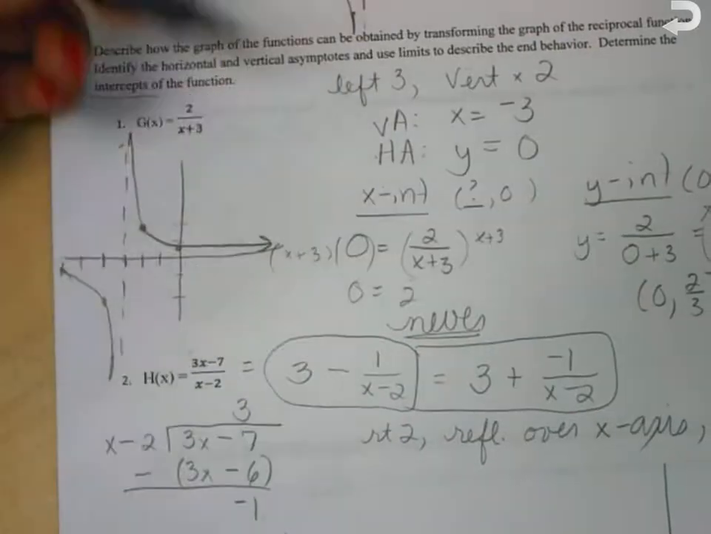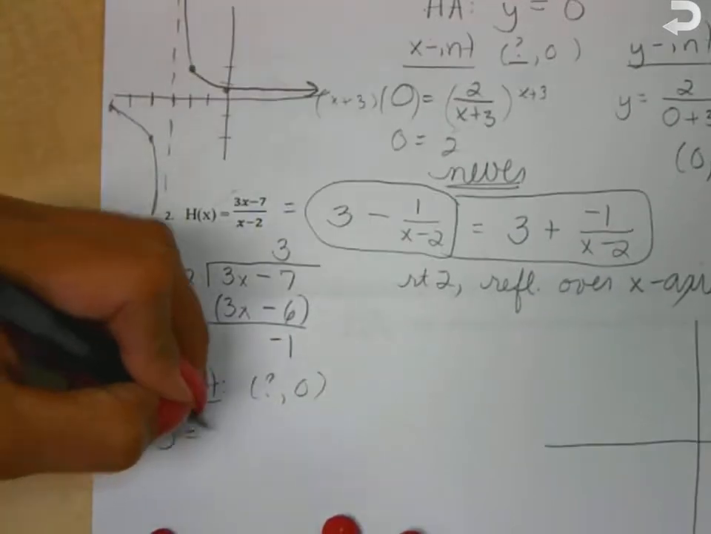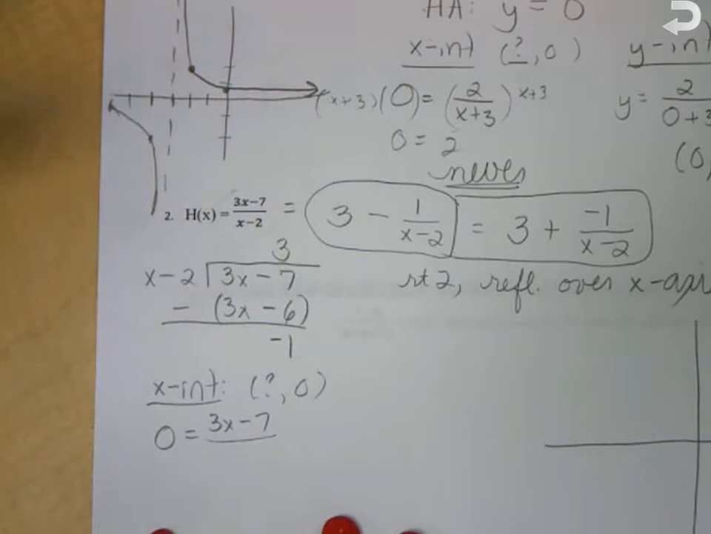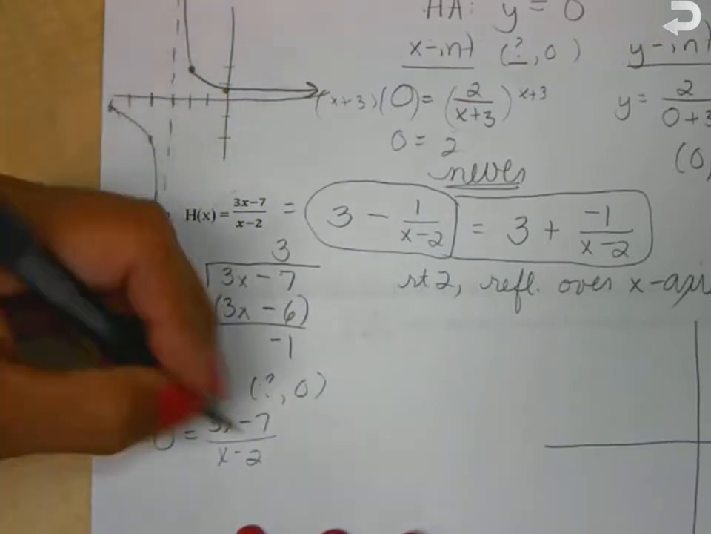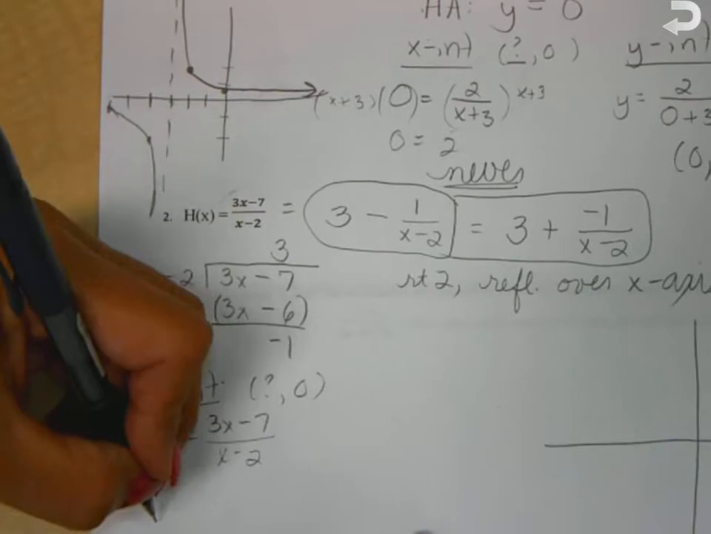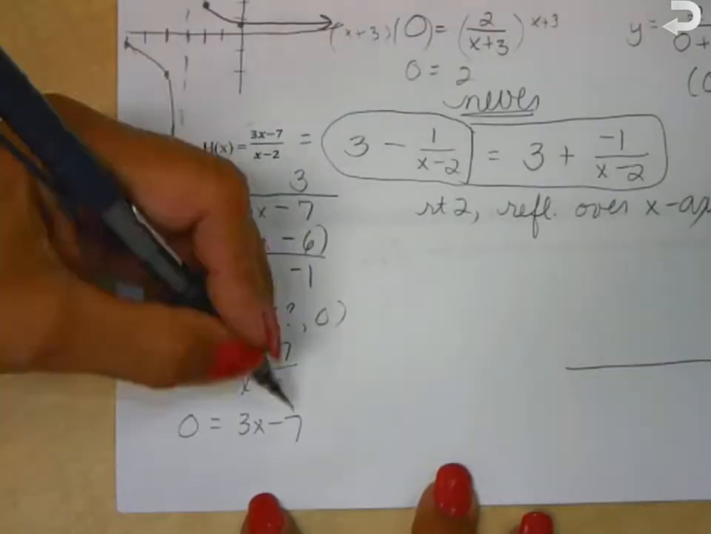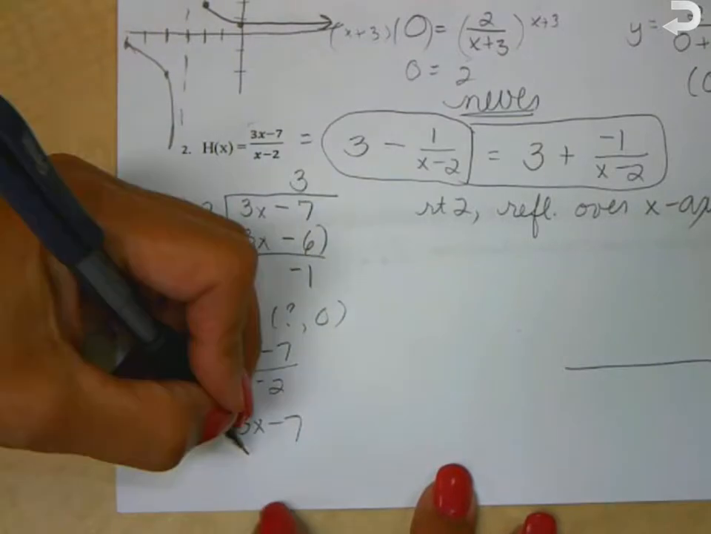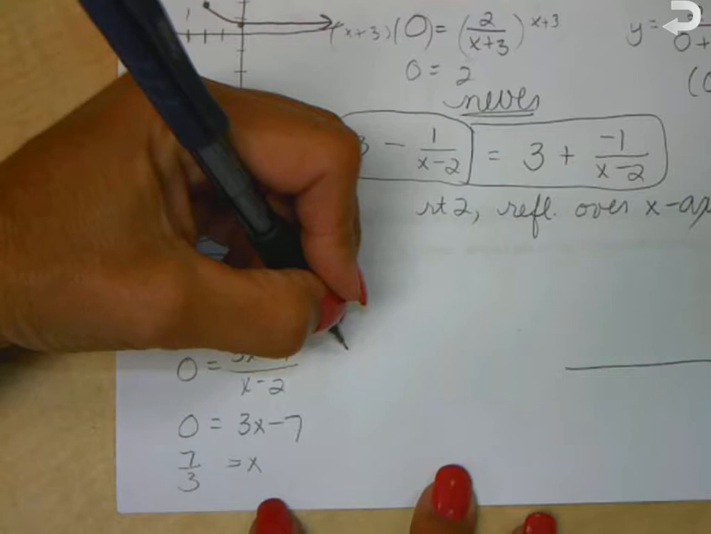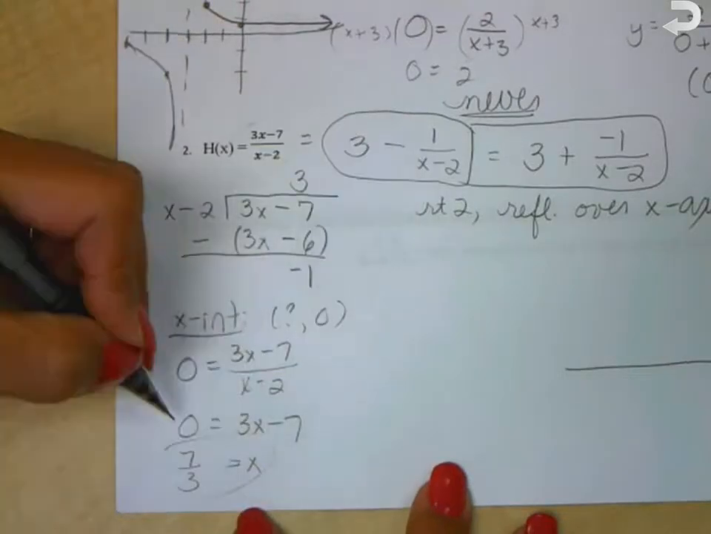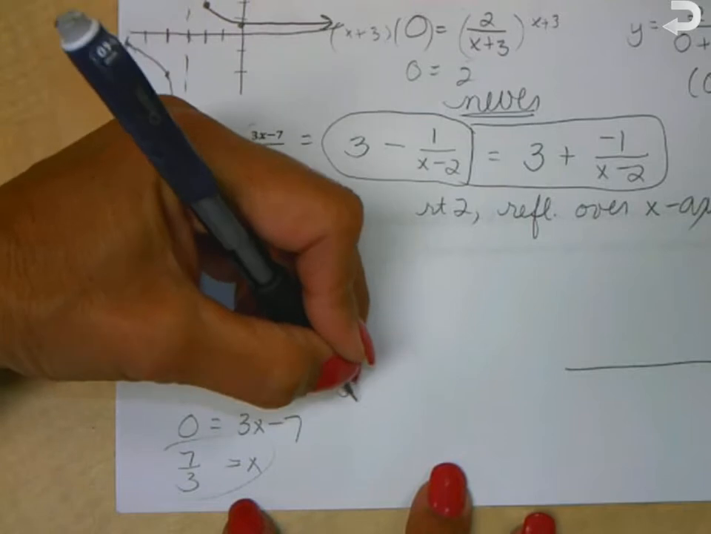If I want to find what value I plug in for x to make the y-coordinate turn to 0, any of these can be used. I'm going to use the original actually here. When I multiply both sides by x minus 2, I'll end up getting 0 is equal to 3x minus 7. Adding 7 to both sides and then dividing by 3, be careful about your algebra, I'll end up getting 7/3.